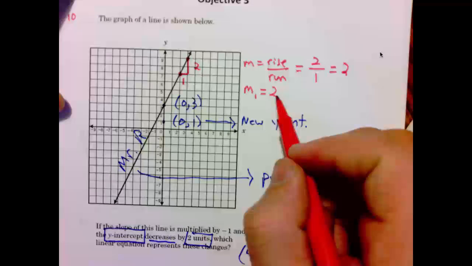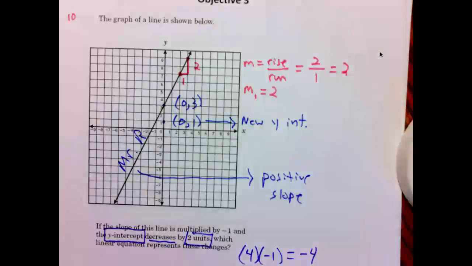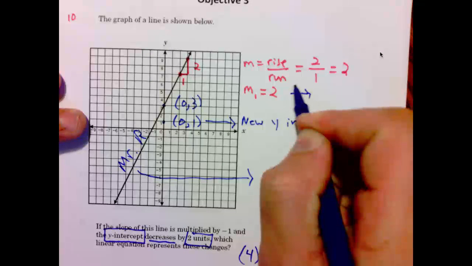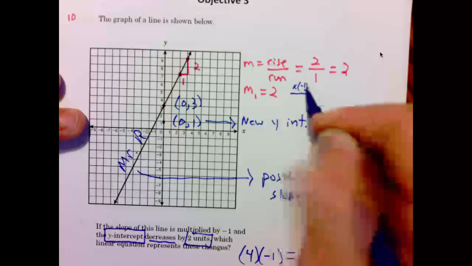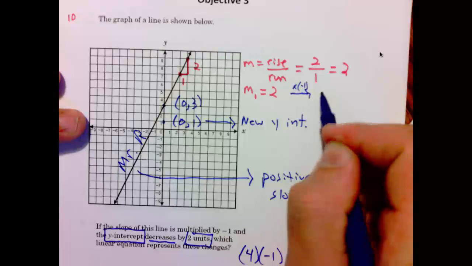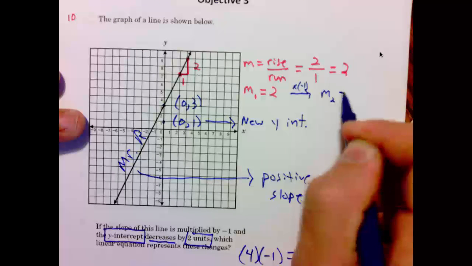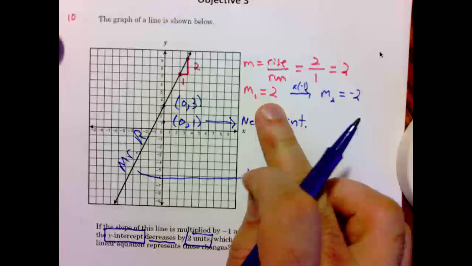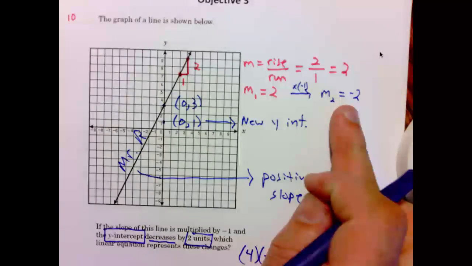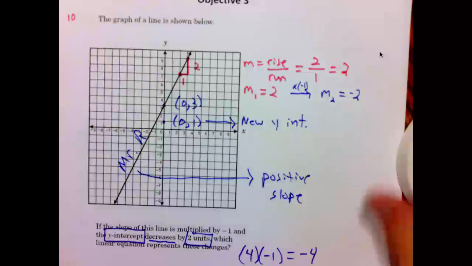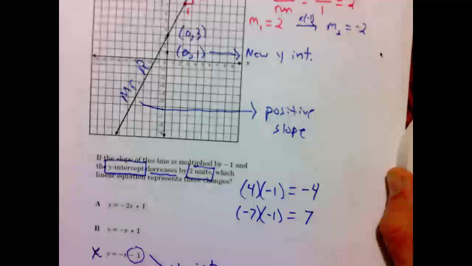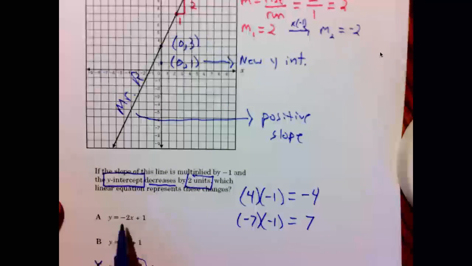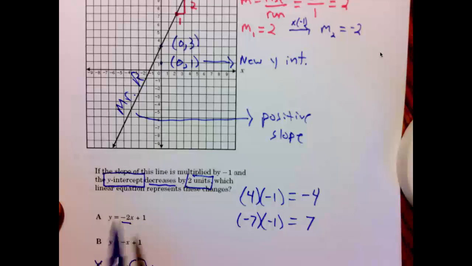Well, if we take that and multiply it by -1, our new slope, I'll call M2, will be -2. 2 times -1 is -2. Our final slope needs to be a -2. Number 10 is A. We see it has a slope of -2.